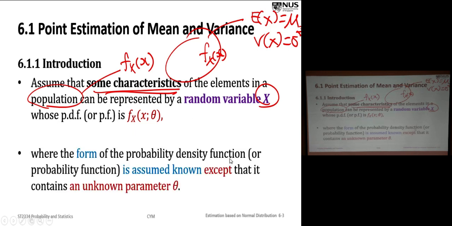Now, this one is the f of x. But now I try to incorporate one more argument in this f of x, meaning that it depends on theta. If you recall, for example, the exponential distribution is 1 over lambda e to the power minus x over lambda. So it's a function of x as well as lambda. X is the value of the random variable, while lambda is a constant. It characterizes the exponential distribution. Different lambda give you different exponential distributions.